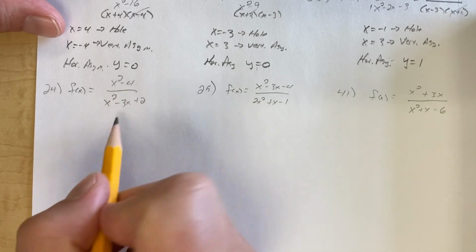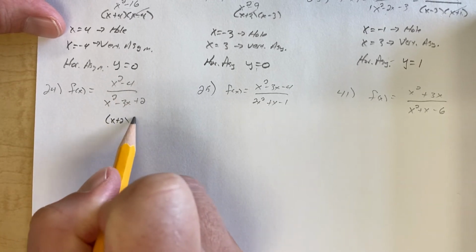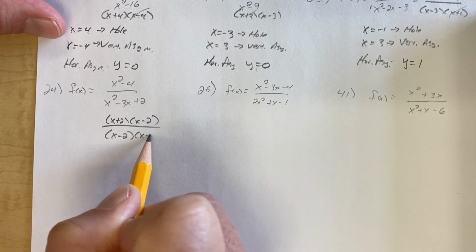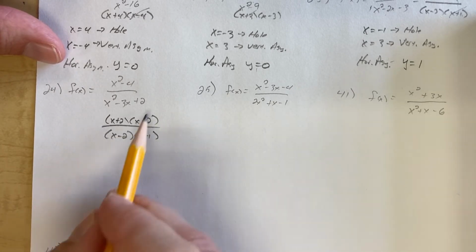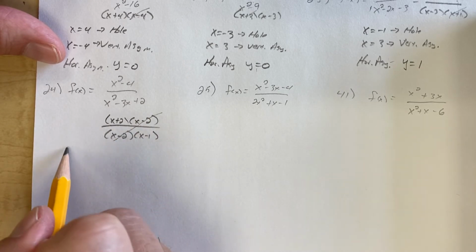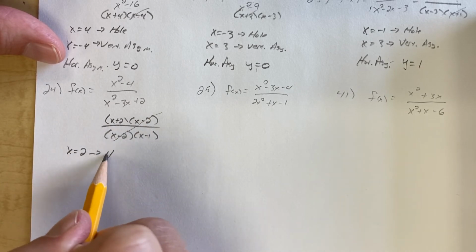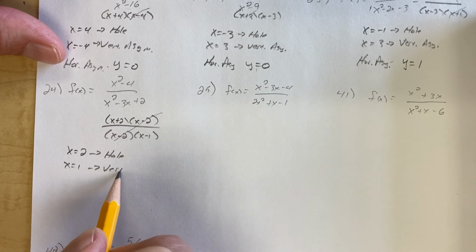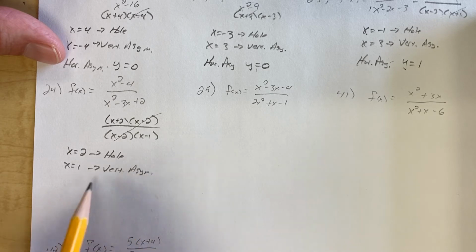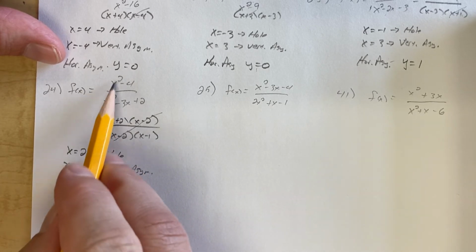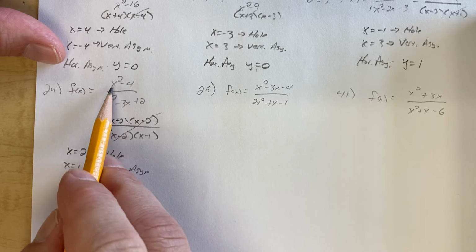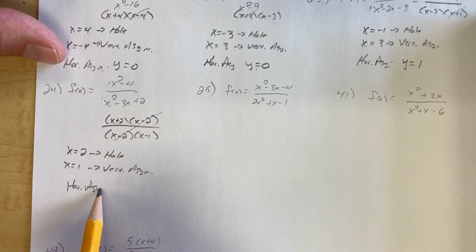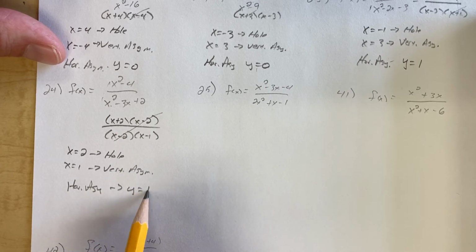For 24, if I factor the top, (x plus 2)(x minus 2). Factor the bottom, (x minus 2)(x minus 1). Again, we're going to have problems at both of these, but the x minus 2 cancels. So at x equals 2, there's going to be a hole in the graph. At x equals 1, there's going to be a vertical asymptote. Okay. If I look at the original, x squared, same degree, same relative strength. 1 divided by 1 means our horizontal asymptote will be y equals 1.